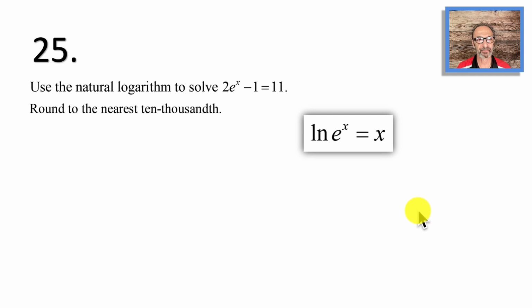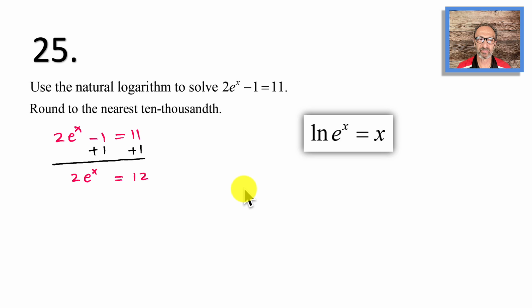Last question. Use the natural logarithm to solve the following. We need to clean it up first. What do I mean? We need to add 1 to both sides. Becomes 2e to the x equals 12. Divide both sides by 2, because we need e to the x by itself. I get e to the x equals 6. Now we could apply this rule.